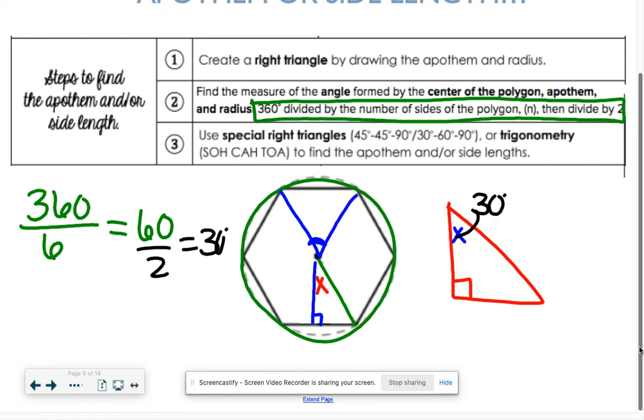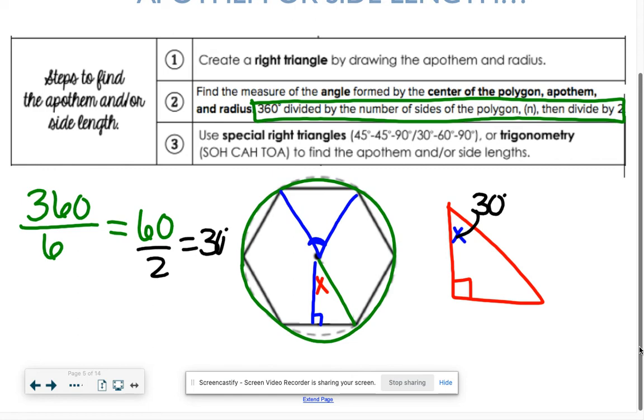Once you have that angle, on step 3, you will use special right triangles, our shortcuts of 45-45-90 or 30-60-90. Or if you don't have one of those angles, you have to use trig, so SOH CAH TOA, to find the apothem and/or side length.